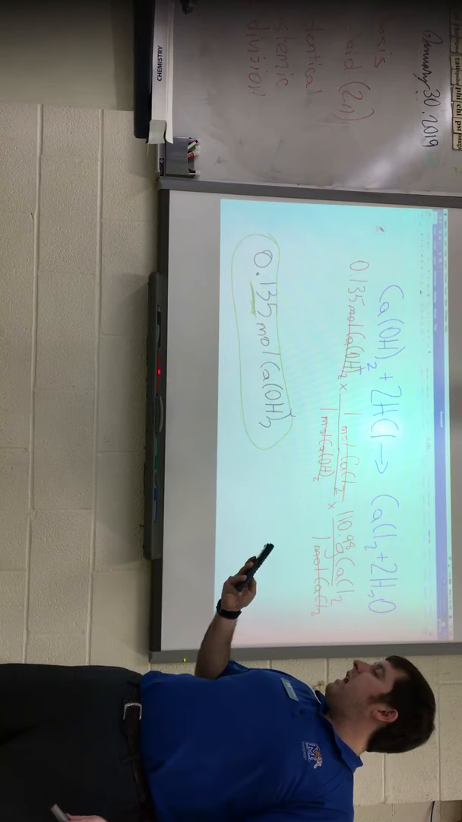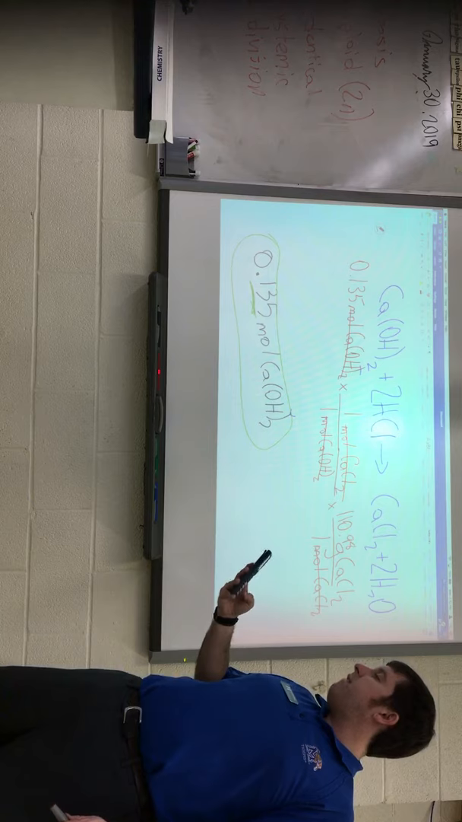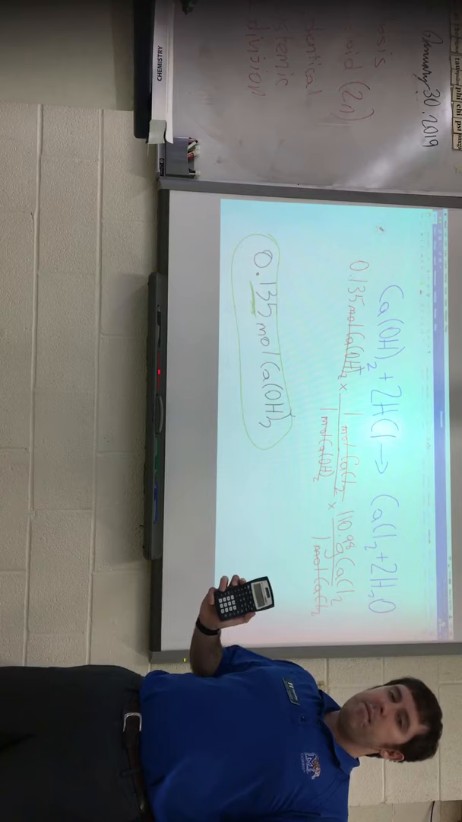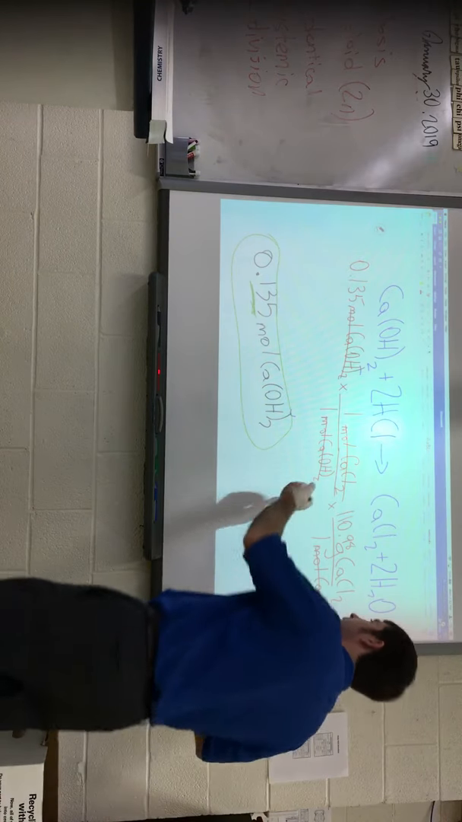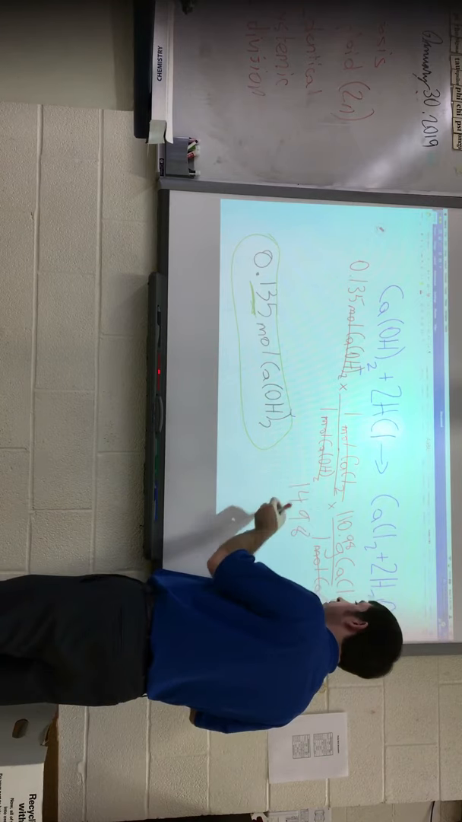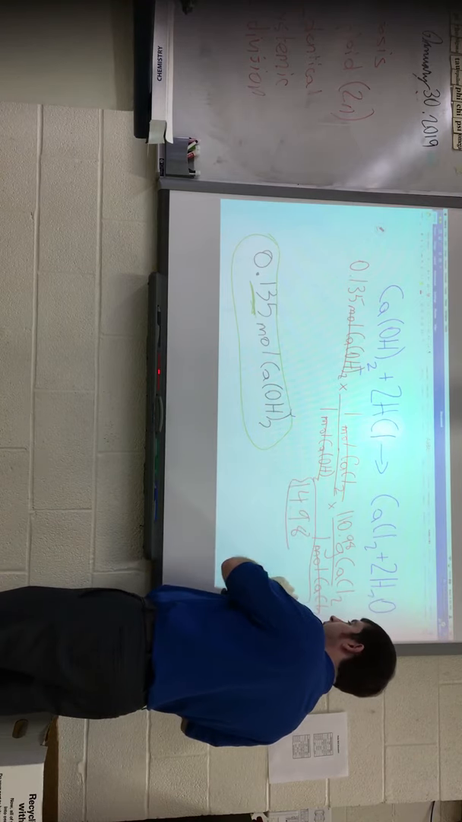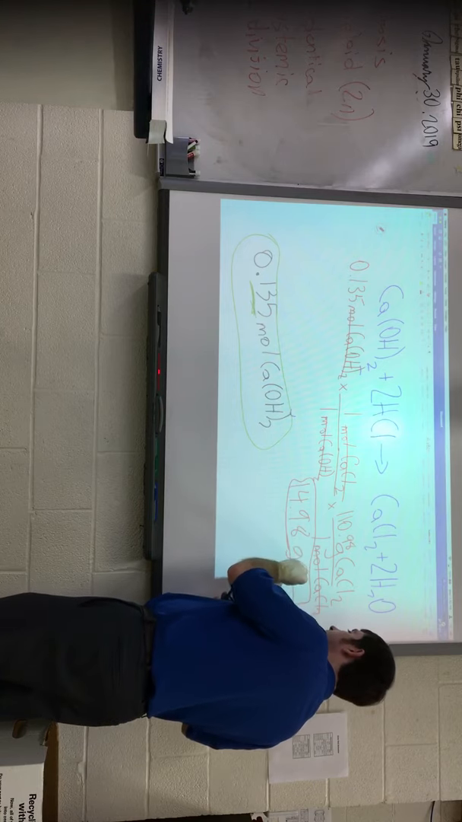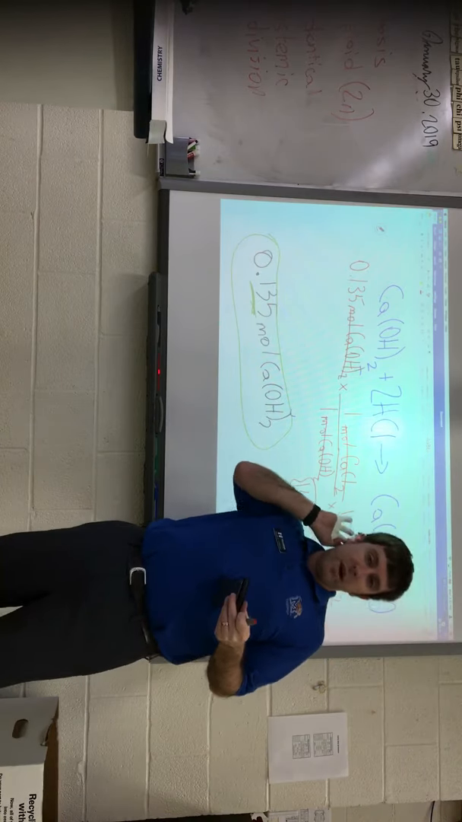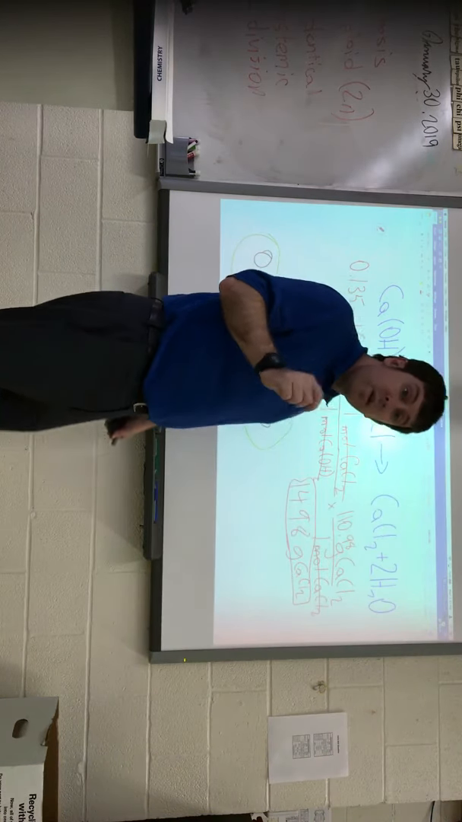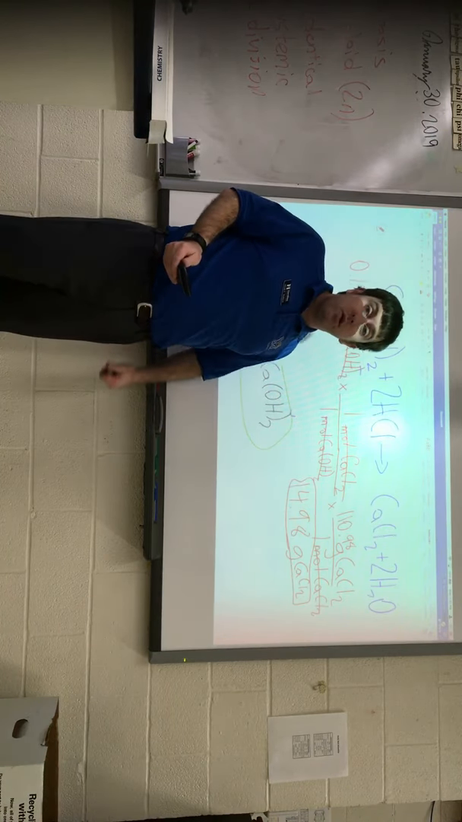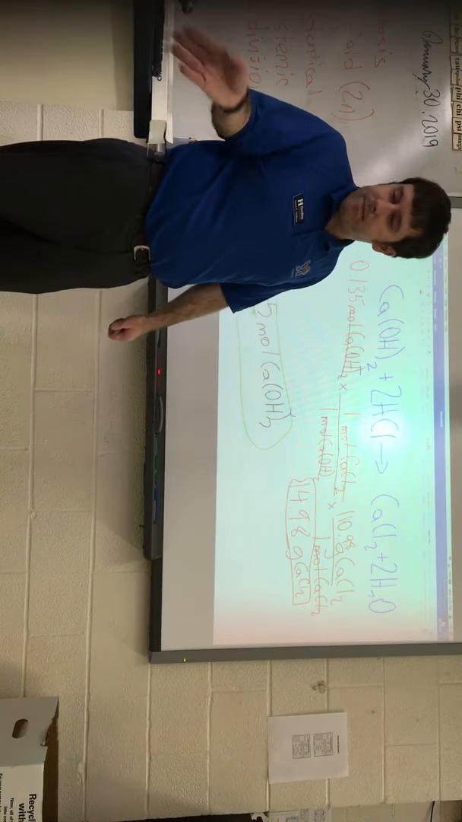110.98 times 0.135 gives us 14.983. We'll round it off right here. So, ladies and gentlemen, that is how many grams you can make from this situation. Once you have to use the limiting reagent, you can't use the excess because then we end up with a bigger number that we're never going to get to. This is the absolute most you can make based on limiting reagent work.